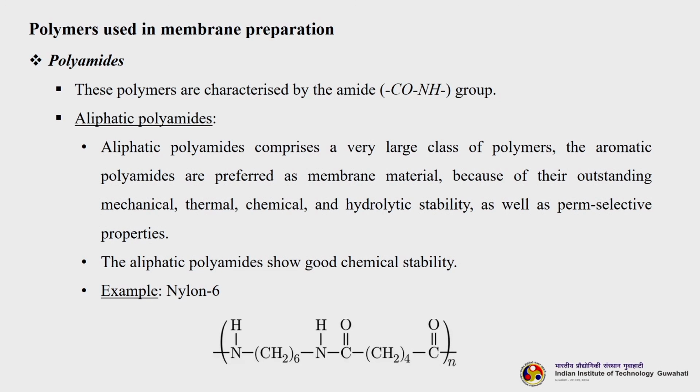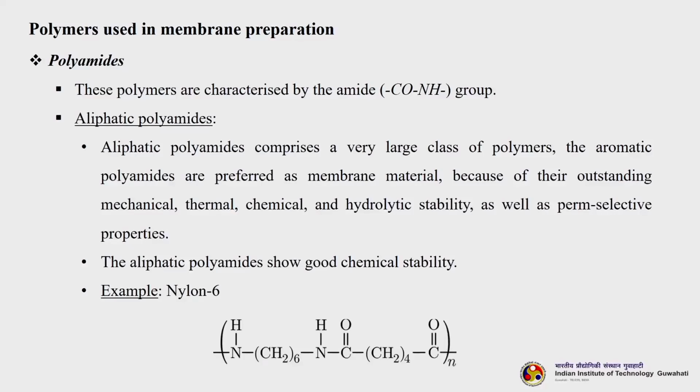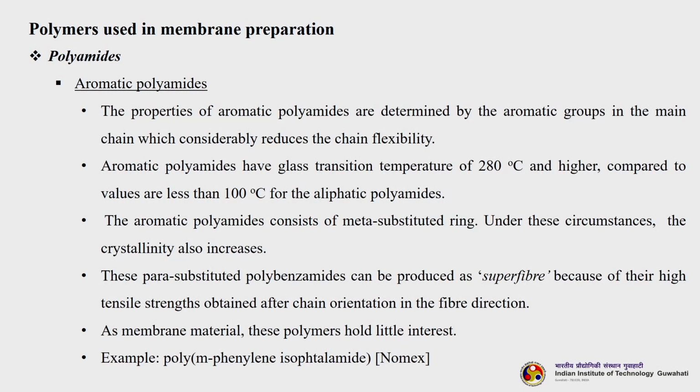So, the next class of membrane which is widely used is called polyamides, PA. These polymers are characterized by the CONH groups. So, the repeating unit is CONH. Aliphatic polyamides comprise a very large class of polymers, and the aromatic polyamides are preferred as a membrane material because of their outstanding mechanical, thermal, chemical and hydrolytic stability as well as perm-selective properties. And the aliphatic polyamides show good chemical stability. For example, nylon 6 is a very good material for preparing membranes.